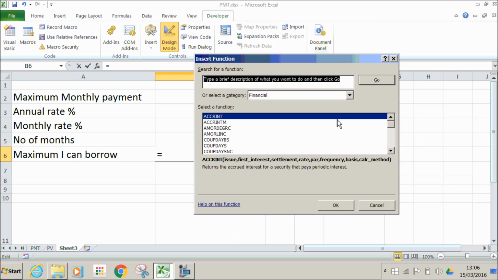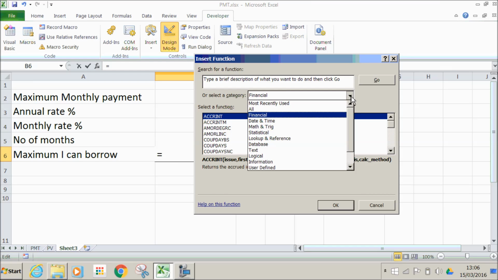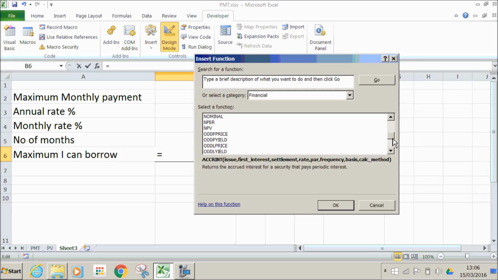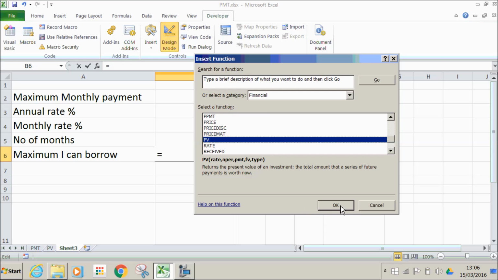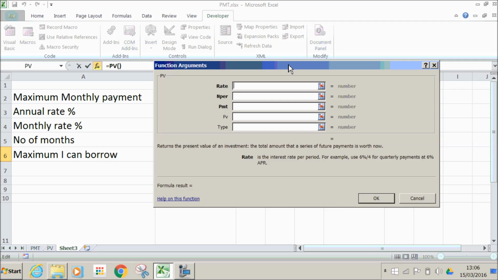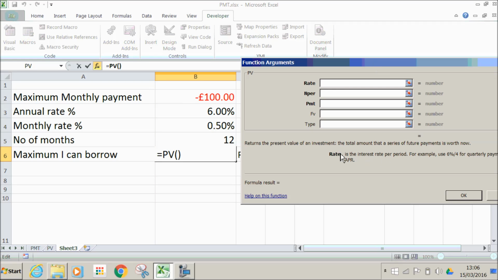We select our formula list, select financial, and scroll down to find PV. Again, we have a series of boxes and some helpful information at the bottom explaining the entry for each of the boxes. So the rate is the rate per period, so in this case it will be the value in B4. The number of periods in this case is 12. The payment that we can afford is in B2.